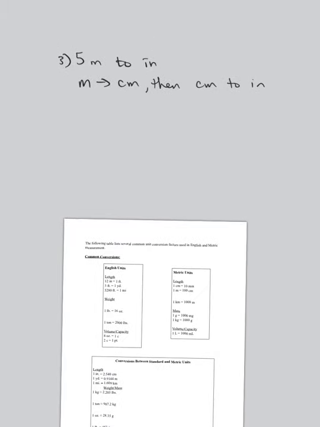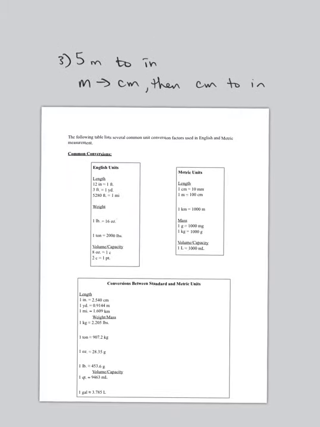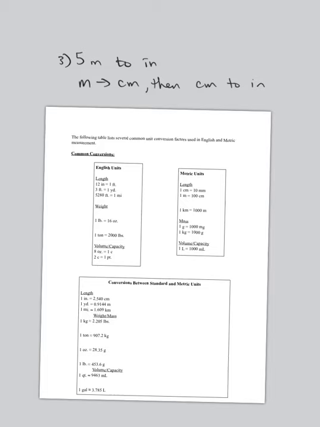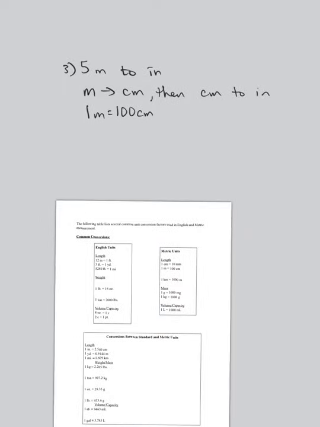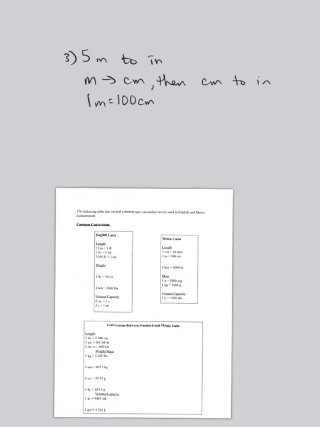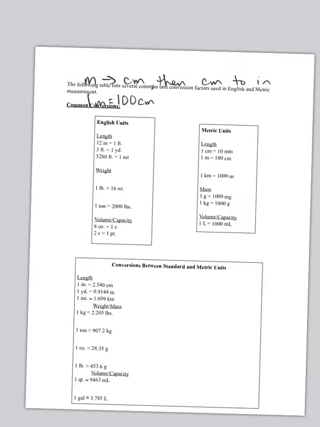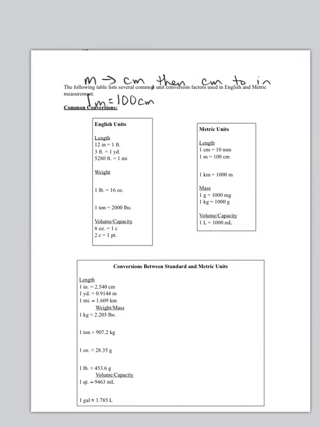Oops, sorry. And so looking here, to go from meters to centimeters, we would use this conversion factor right here. 1 meter is 100 centimeters. All right, and so we're given that 1 meter is equal to 100 centimeters. Okay, and then to do this second part, centimeters to inches, we would use this conversion right here.